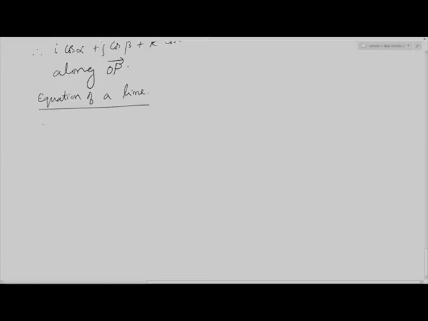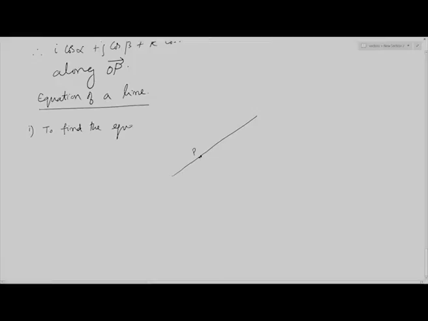Now let us introduce the equation of a line. To find the equation of a line, what we need is the direction of the line. We want to know how the line is located, and because we can draw several lines parallel to that, the direction itself is not enough. We also need some point through which the line is passing. If I know the point P and the direction, then we can uniquely specify the equation of a line.